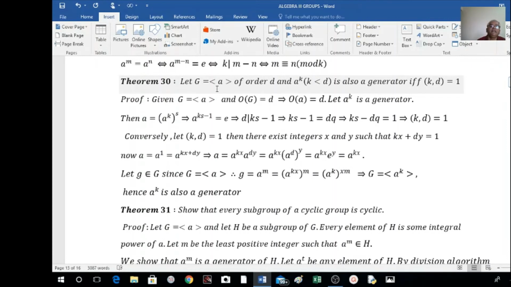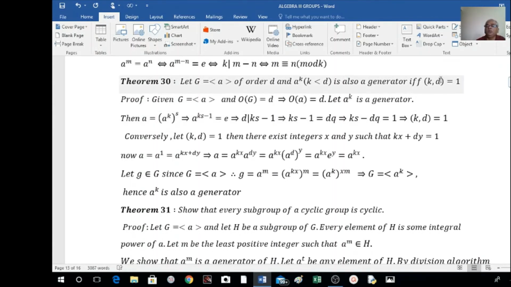So suppose we take the order of a equal to 10. 3 is prime to 10, relatively prime to 10. Then what this theorem says is a raised to 3 is also a generator. 4 is not prime to 10, 5 is not prime to 10, 6 is not prime to 10, 7 is prime to 10. Therefore, this theorem states that a raised to 7 is also a generator. 8 is not prime to 10, 9 is prime to 10, gcd(9, 10) is equal to 1, so therefore a to the power of 9 is also a generator. That is the meaning of this theorem.